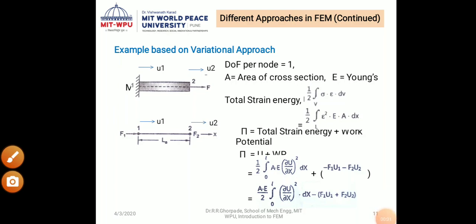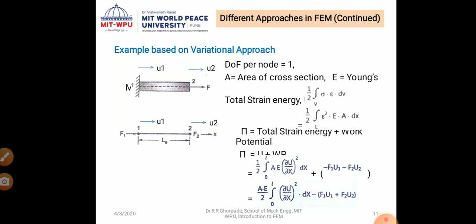Good morning. Let us see the example based on variational approach. A bar problem wherein the bar is fixed at left hand side and carrying load F on the right hand free end. The degrees of freedom per node is 1 and the nodal displacement per node is indicated over the diagram as U1 and U2 at node 1 and 2.